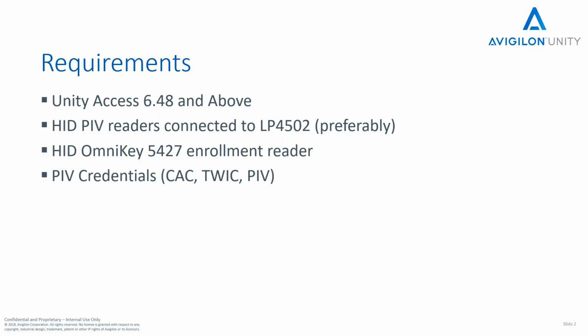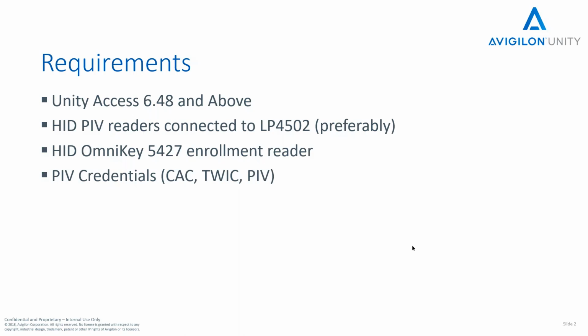We prefer to use the LP4502 in case you want to have full FIPS compliance, you will not have to change hardware in that case. So LP4502 is the preferred method. You also need a HID OmniKey enrollment reader. That's a USB device. And PIV credentials we can support with this solution, any CAC, PIV, TWIC cards.